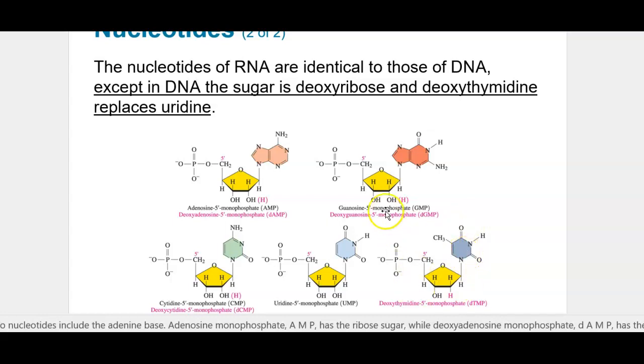That's the nucleoside. And when you put this 5' phosphate onto the molecule, you now have a nucleotide. So it is now adenosine 5' monophosphate, guanosine 5' monophosphate, cytidine 5' monophosphate, uridine 5' monophosphate, and deoxythymidine 5' monophosphate. And now UMP and dTMP are ones in RNA and DNA respectively, whereas adenosine and deoxyadenosine, guanosine and deoxyguanosine, cytidine and deoxycytidine are going to show up in both.